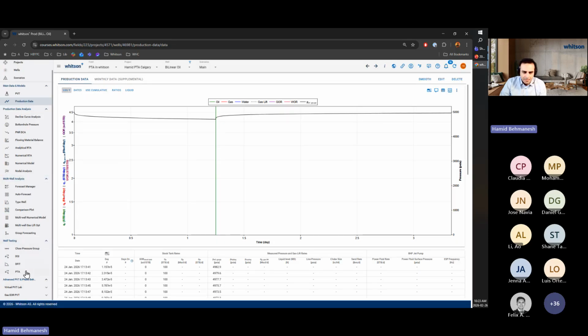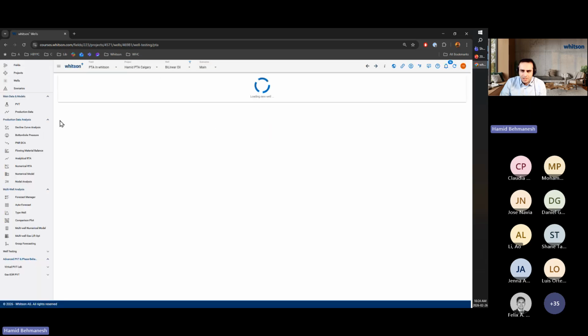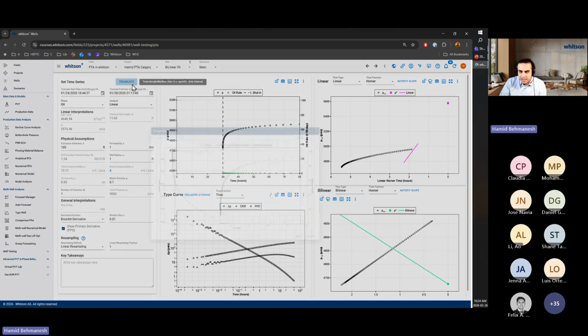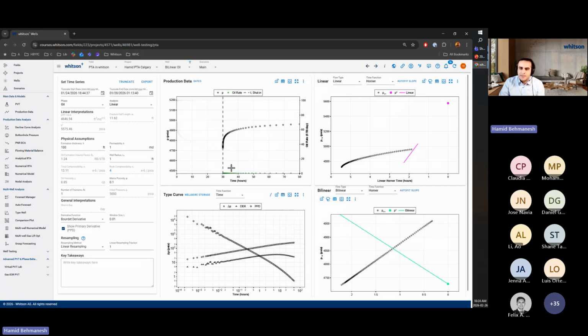Now I'm going to go to the PTA section underneath well testing. In the PTA section, you need to refresh your page so the correct production data will be transferred over. And the software automatically identifies the build-up period. But if you have multiple build-ups and you want to truncate, you can use this truncate feature. For now, I'm very content with this one.